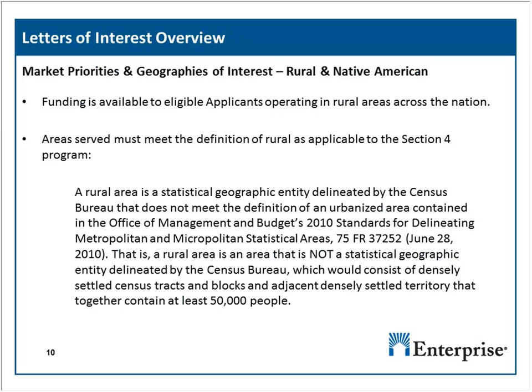Again, funding is available only to applicants operating in rural areas across the nation. We recognize that there are about 40 different definitions of what a rural area could be, but per HUD guidelines, this definition here on the screen is the one we use for the Section 4 program, and it's really just saying you need to be in an area with 50,000 people or less.